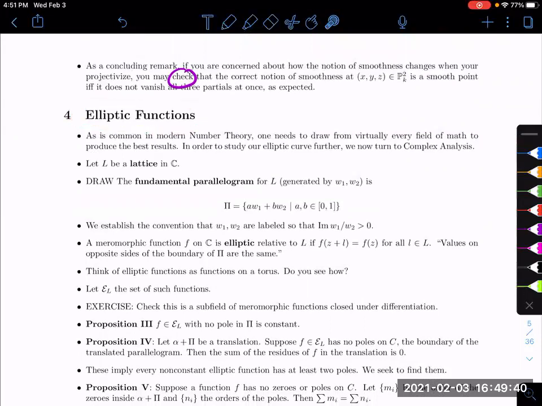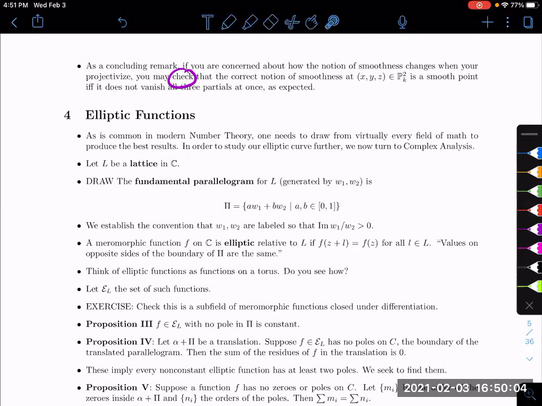Okay. So I wrote here, as is common in modern number theory, to solve really deep problems, you need to draw from virtually every field of math at once. And so up till now, we've basically been drawing on the theory of elliptic curves in calculus. We're now going to need to draw a little bit on complex analysis to continue.